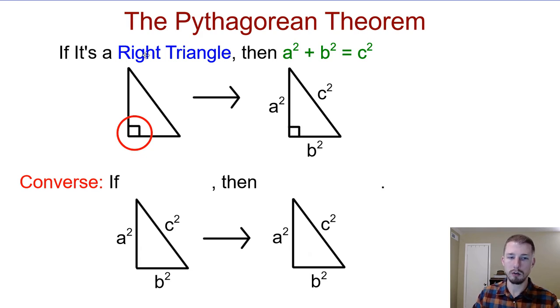If it's a right triangle, meaning the largest angle is a right angle in this case, then we know that a squared plus b squared is equal to c squared. If you remember the last video, I showed you the animation, the visual proof, the mic drop. It was pretty awesome. Hope you guys enjoyed that.